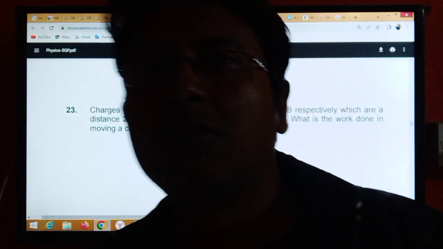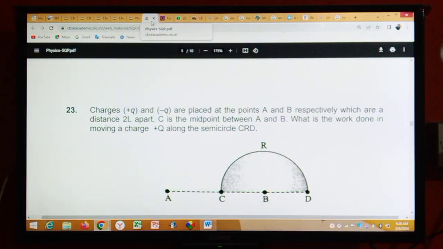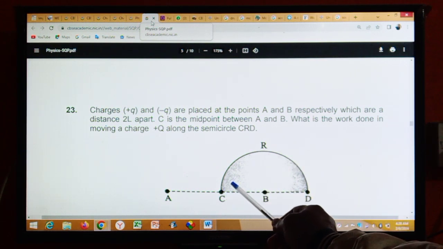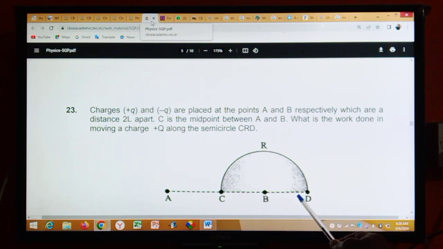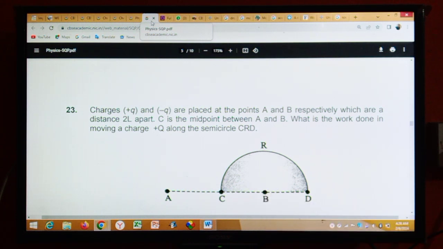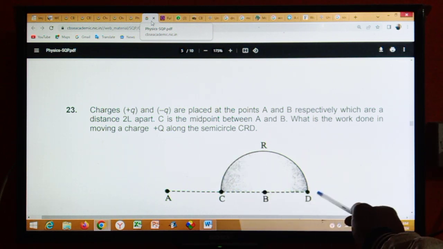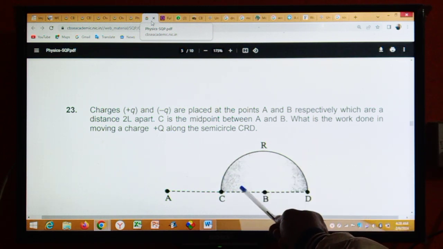Are you getting? So basically the concept is that when we have to find out the potential difference between 2 points, we need to bring a unit charge, right? We need to bring the unit charge and then move it from this point to this point. So the work done will be that potential difference. But here we need to find out the work done. So we need to multiply the charge which we have to move from this point to this point by the difference in potential between these 2 points.